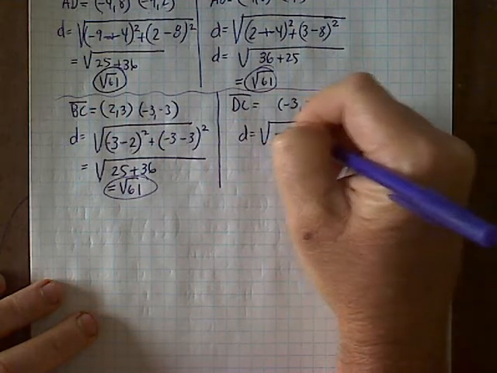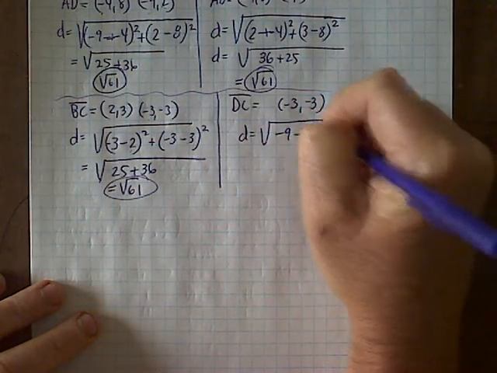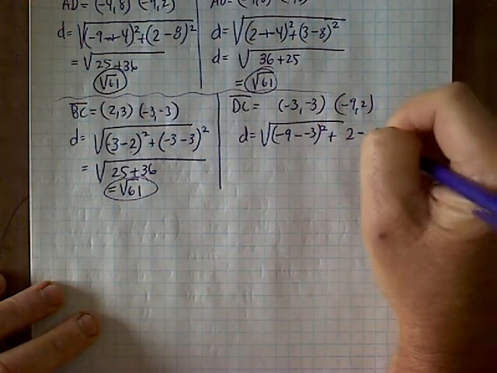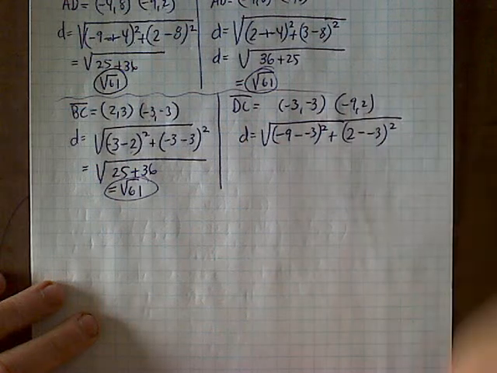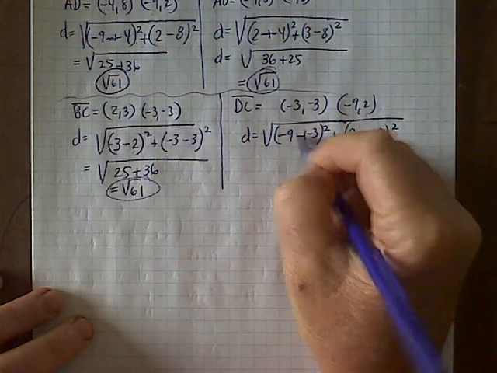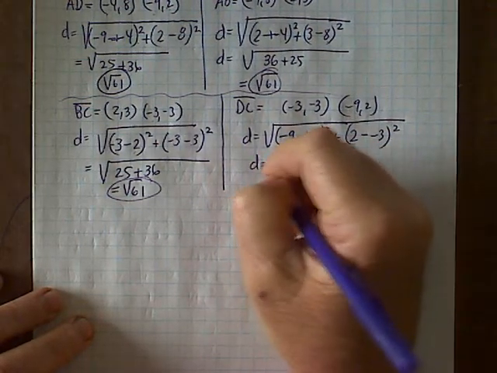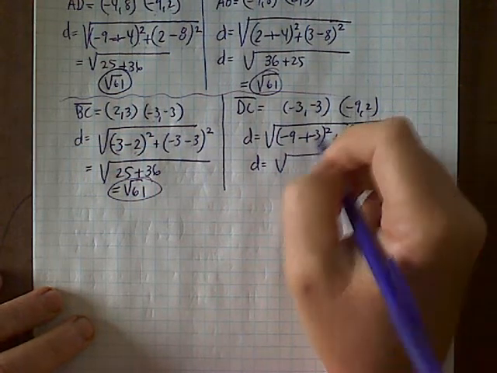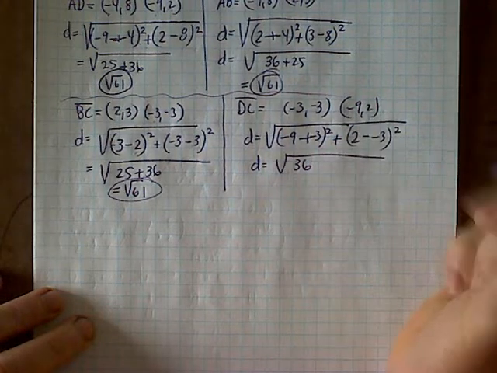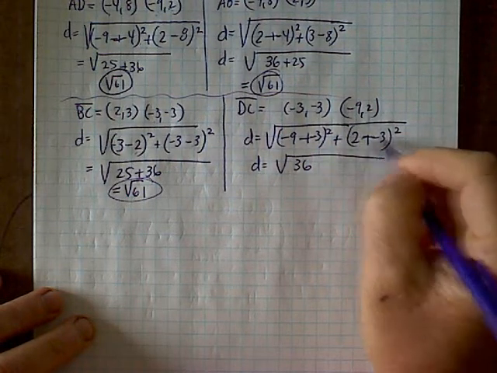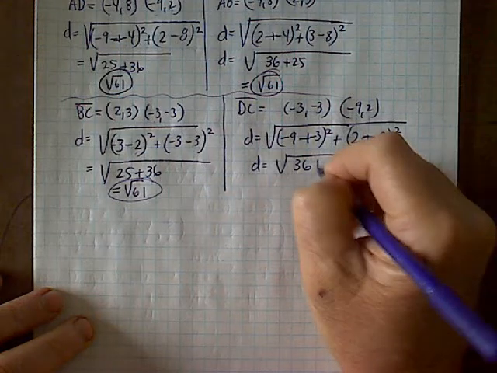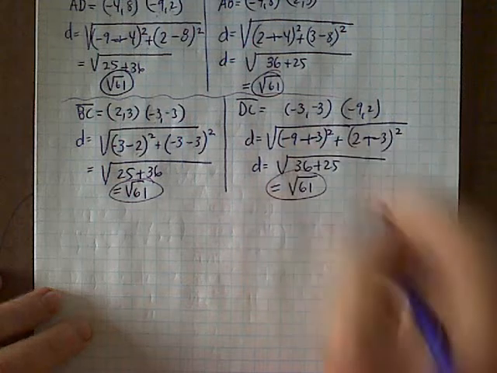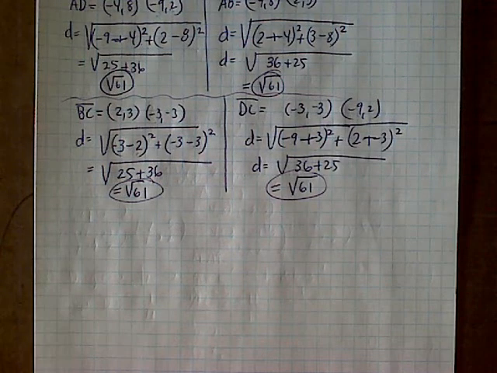Okay, of x2, negative 9, subtract negative 3, square it. Add to it 2 minus negative 3, square it. So this negative 9 minus minus turns to plus, so distance is going to equal the square root of negative 9 plus 3 is negative 6, squared it's 36. Minus minus turns to plus here, 2 plus 3 is 5, square it, that's 25, and this is the square root of 61. So again, have you shown all four sides to be congruent now?